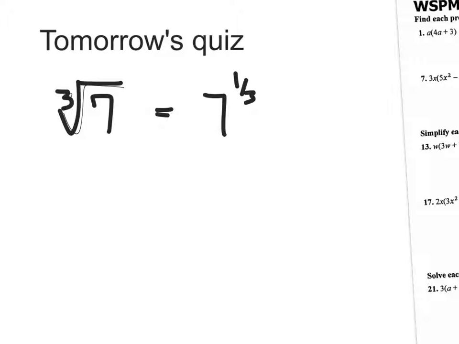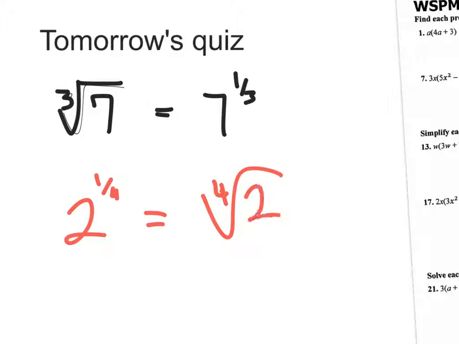Likewise, if I give you the rational exponent, let's say 2 to the 1/4 power, well, that would be the fourth root of 2, okay? So that's the first section. It's really just rearranging. The third root is the 1/3 power. The square root is the 1/2 power. The fourth root is the 1/4 power. The fifth root is the 1/5 power. So that first section, I think, is pretty easy.